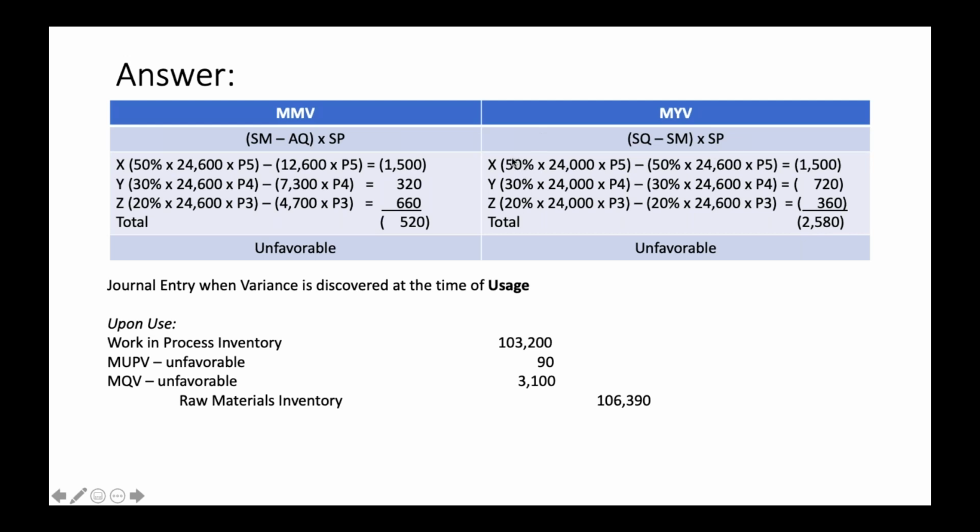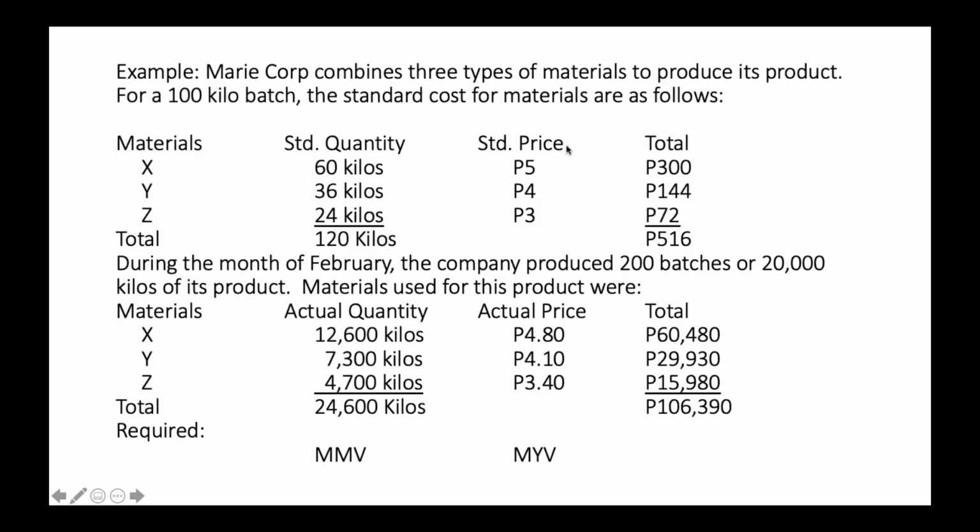Okay, so I guess we are all clear on the standard mixture 50, 30, and 20 multiplied by standard quantity. Where did we get 24,000? 24,000 is the actual quantity of the raw materials consumed, right? But where did we get 24? Let me go back to our previous slide.